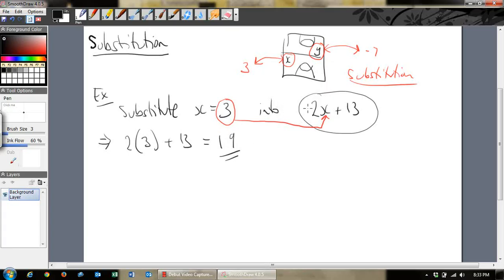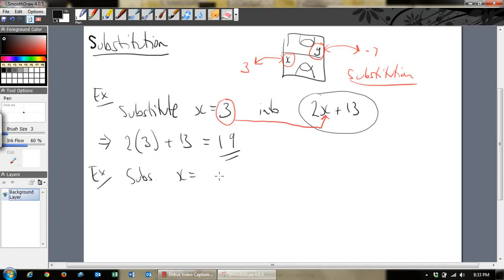Just make sure you understand that we've got an expression here, 2x plus 13, but the coach has said, okay, x, you're coming off. So x goes off and 3 comes on. Instead of writing x, we're going to write 3, and then you just evaluate what it's equal to. 2 times x, 2 times 3, plus 13. Okay, I'll do a bit more of a harder one.